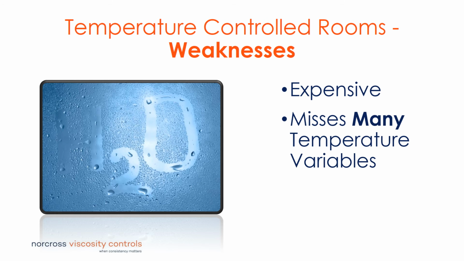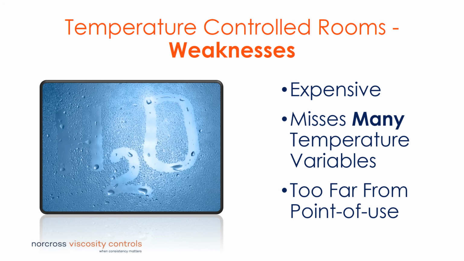And they're too far from the point of use. All control is lost when the ink leaves the room. If the temperature-controlled booth is limited to the source functions like storage and pumping, and it's located a distance from the printing operation, the ink will change temperature all along the way to the press. How much it changes will be determined by the rate of consumption, period of downtime, temperature differentials, etc.